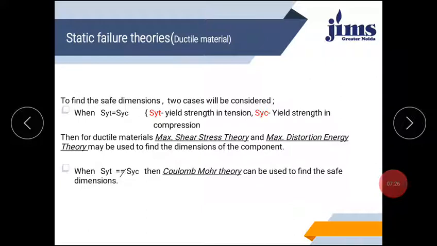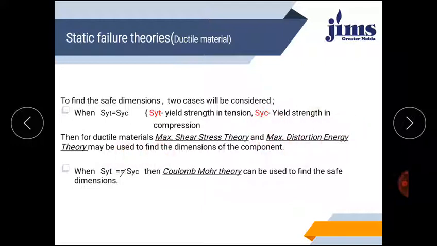To find the safe dimensions, two cases will be considered. In any case or in any theories of failure there may be two conditions. One is when SYT is equal to SYC. SYT is yield strength in tension and SYC is yield strength in compression. This is the first case.